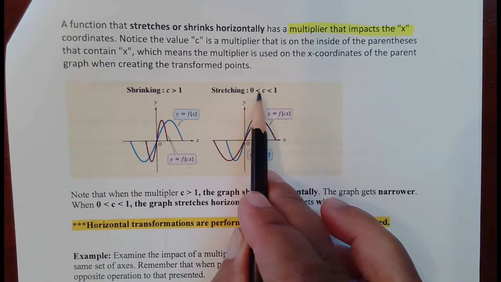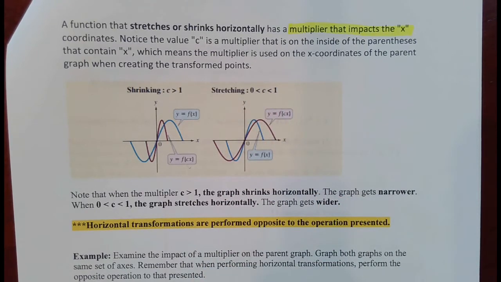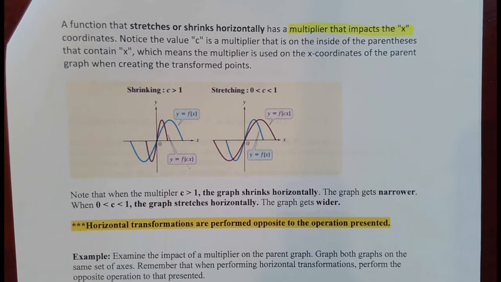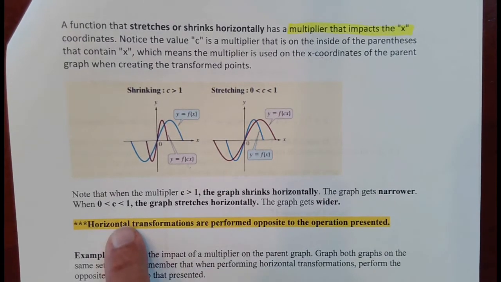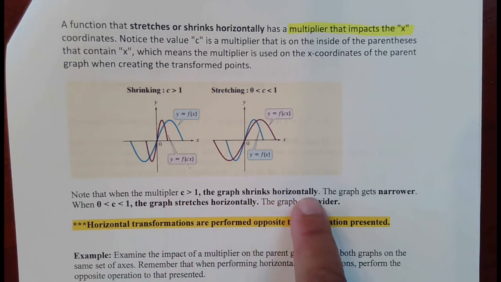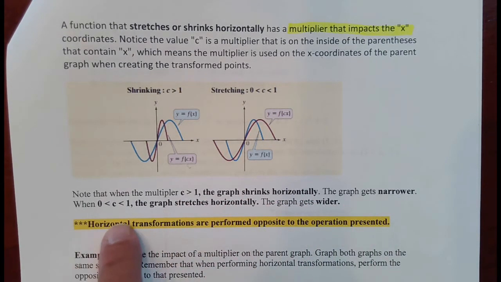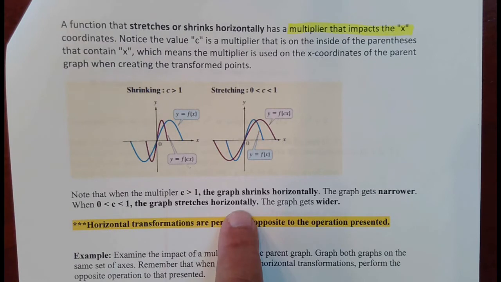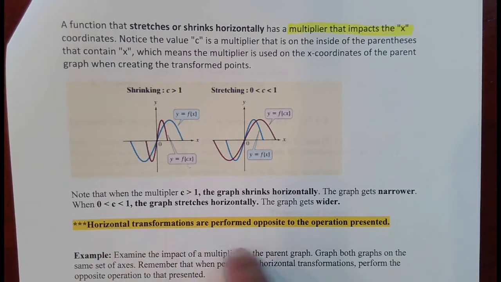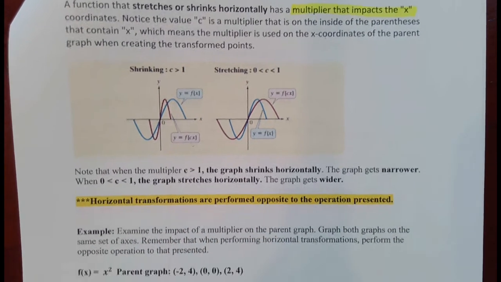Again, I'm going to point that out. I'll point out why. Note that when the multiplier is greater, when the graph shrinks horizontally, the graph actually gets narrower. And the graph stretches horizontally when the value is some fraction between 0 and 1. It gets wider. Horizontal transformations, and I tried to really make a point of this, are performed opposite to the operation presented.